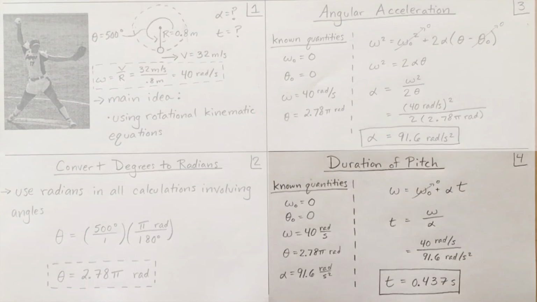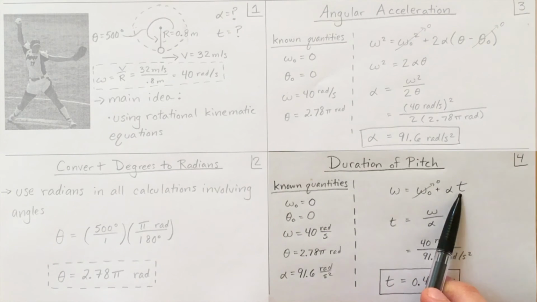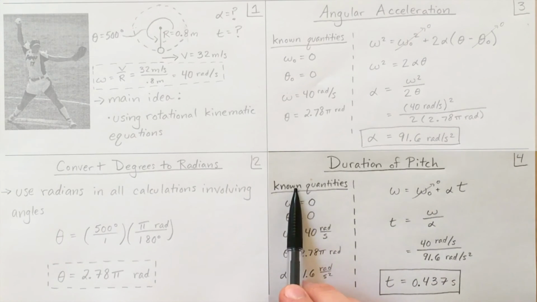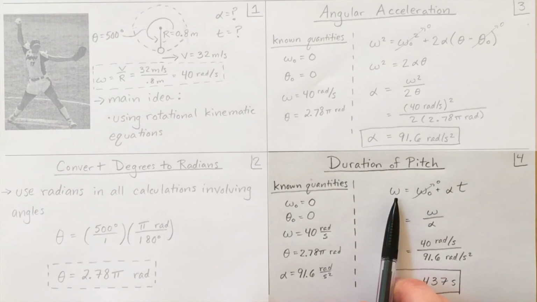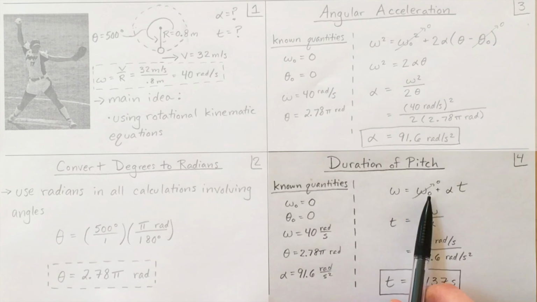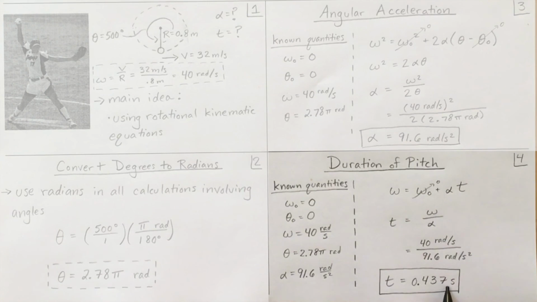To find the duration of the pitch, we want to use a kinematic equation involving time and any of the known quantities that are listed here. This kinematic equation will work because we know the final angular velocity, the initial angular velocity, and we just solved for the angular acceleration. Solving this equation for time and substituting in the values that we know, we find that the pitch lasted 0.437 seconds.